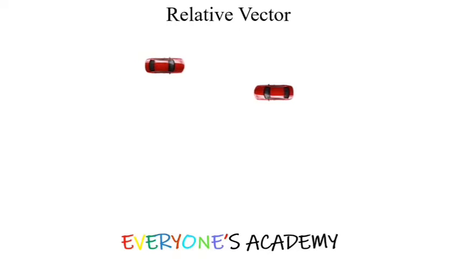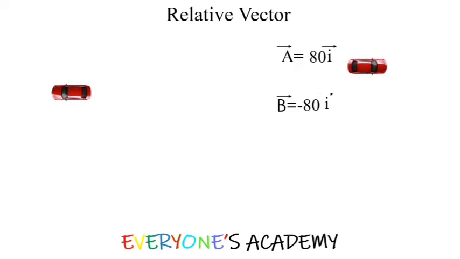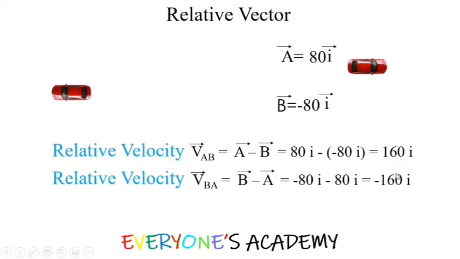For this case, cars are moving in opposite directions. That means for this case the velocity is 80i and for this case the velocity is minus 80i. In this case the relative velocity formula is the same, but the directions are different. That is why the velocity of A with respect to B becomes 160i, whereas the velocity of B with respect to A becomes minus 160i.